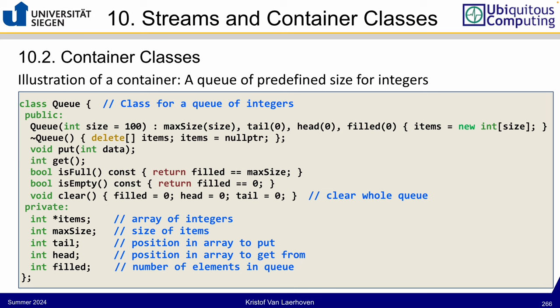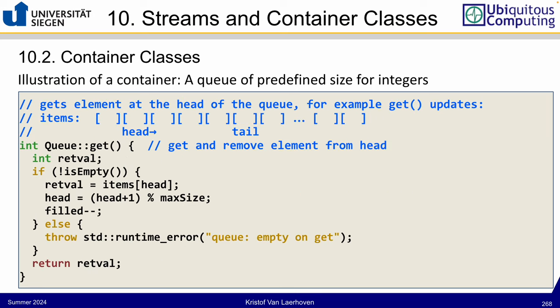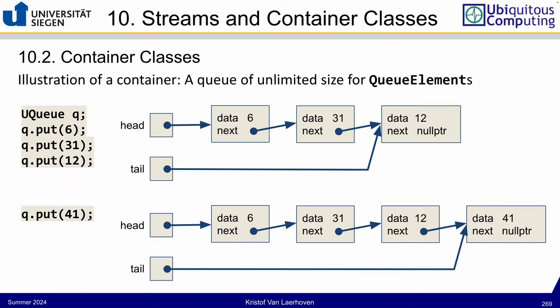So there is another way of implementing this. And this would be, for instance, through a linked list, which you probably have already seen in your bachelors. In that case, we create our own small class for storing one integer, called QElement. And it looks like this. So it has some data, which is an integer, and it has a pointer to another QElement, which we call next. Now, that's how linked lists typically work.